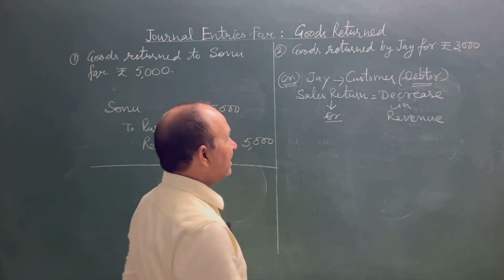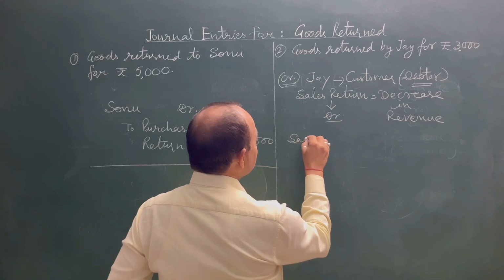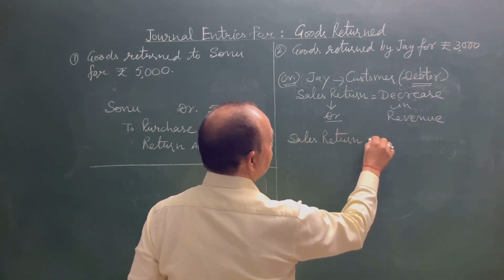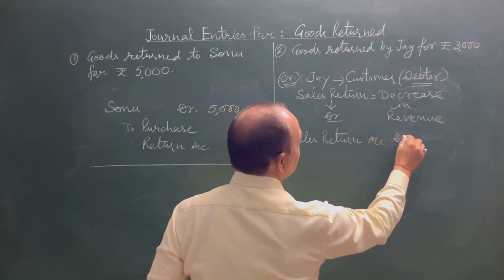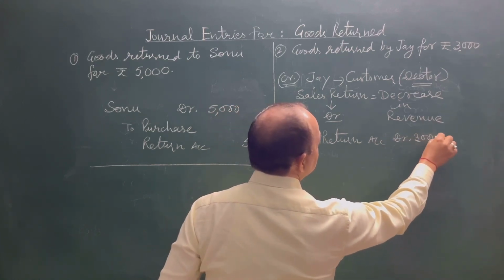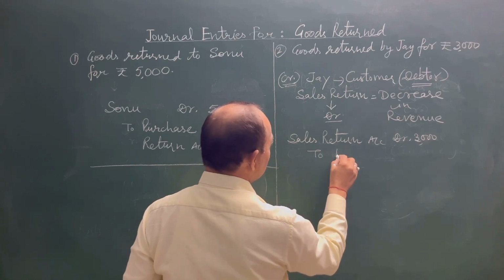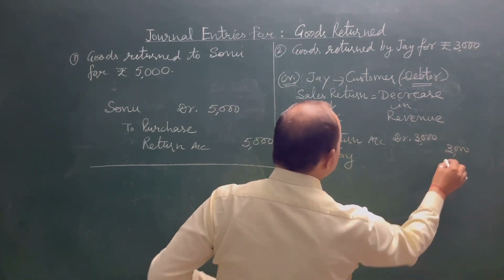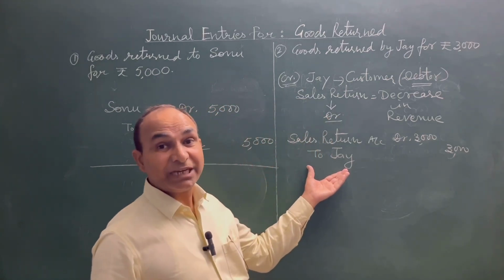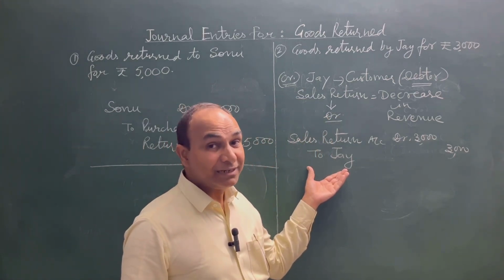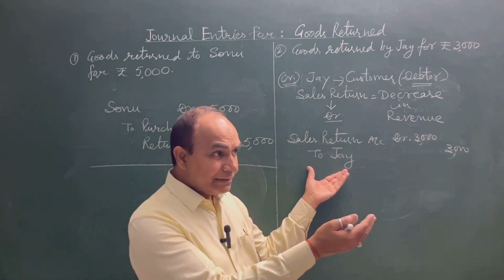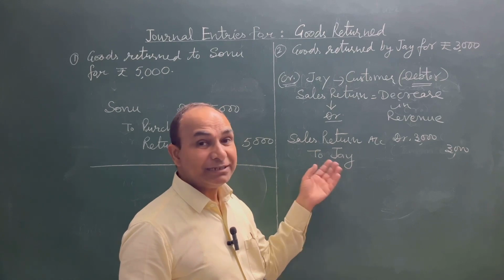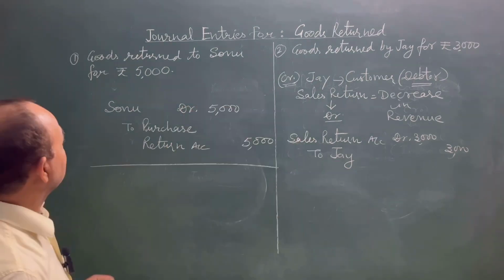Now what will be the journal entry? Journal entry will be: Sales return account debit 3000 to J, 3000. And the second aspect of thinking is J is a personal account. Credit the giver. He is returning the goods. He is giving the goods. Since he is a giver, his account will be credited.